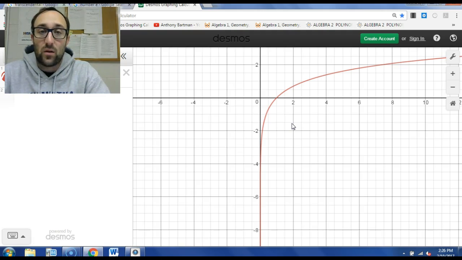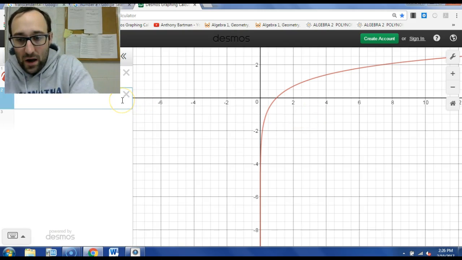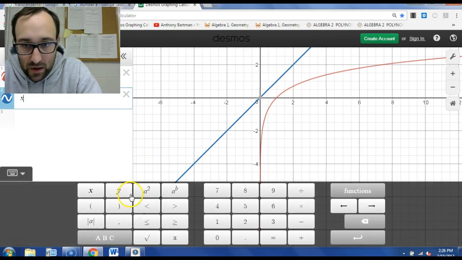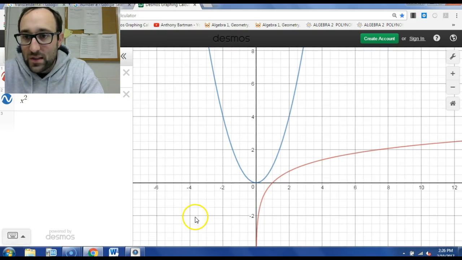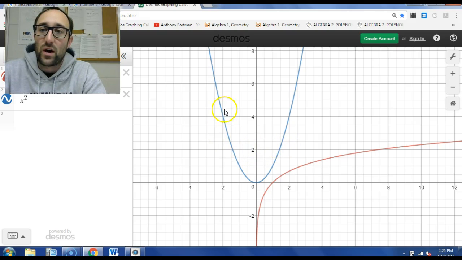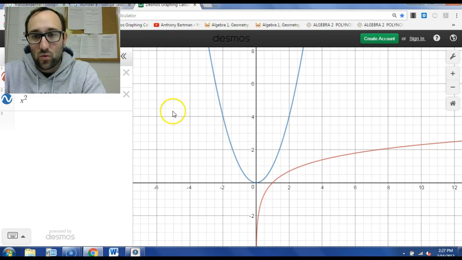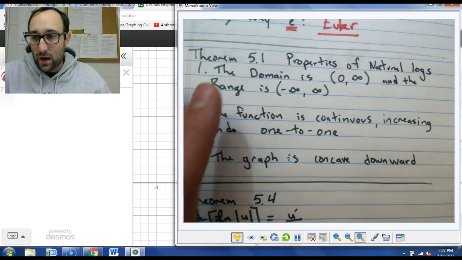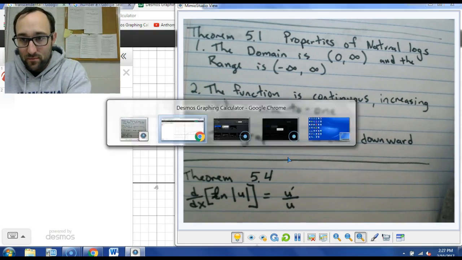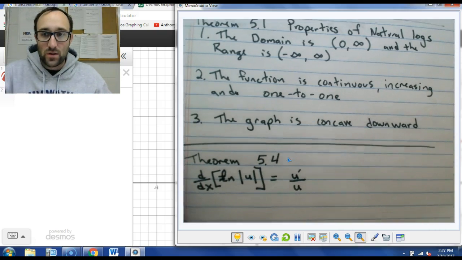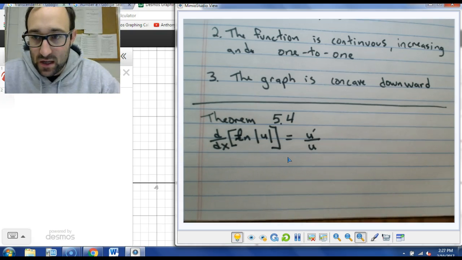An example of something that's not a 1-to-1 function is the quadratic, y equals x squared. Let's do this really quickly. If we look at this one, it's not 1-to-1 because it doesn't pass the horizontal line test. At y equals 2, there are 2 values. At y equals 4, there are 2 values. That doesn't work. That's not a 1-to-1 function. However, the natural log is. The graph is also concave downward. If you look, it opens concave down. Very good.